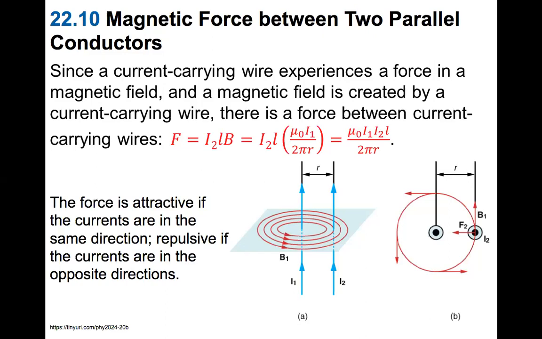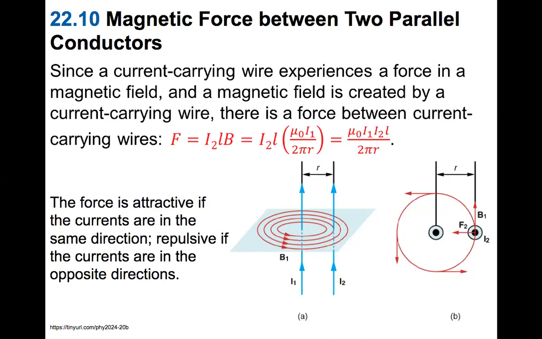So on one wire, there will be a magnetic field produced by the other wire, so then there will be a magnetic force on that wire, and vice versa. But if you have two wires carrying opposite currents, say one goes up and one goes down, then the force between them will be a repulsive force. They will repel each other away. So that will be the direction of the force.